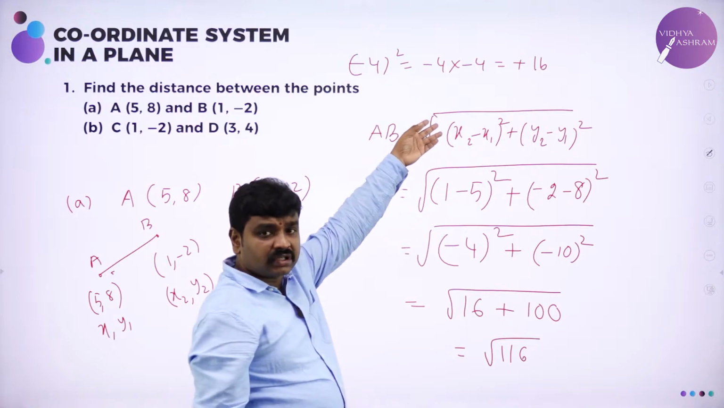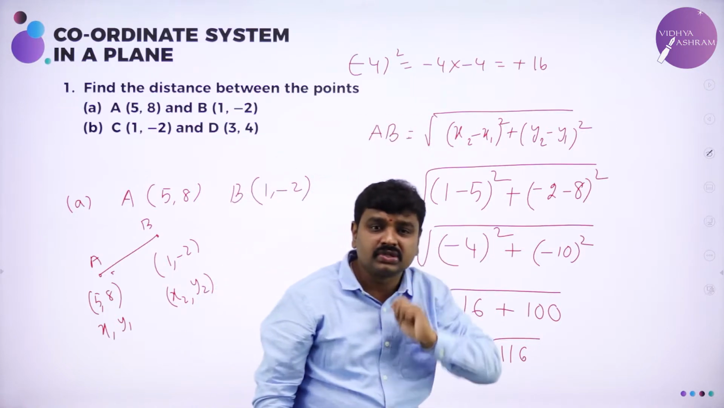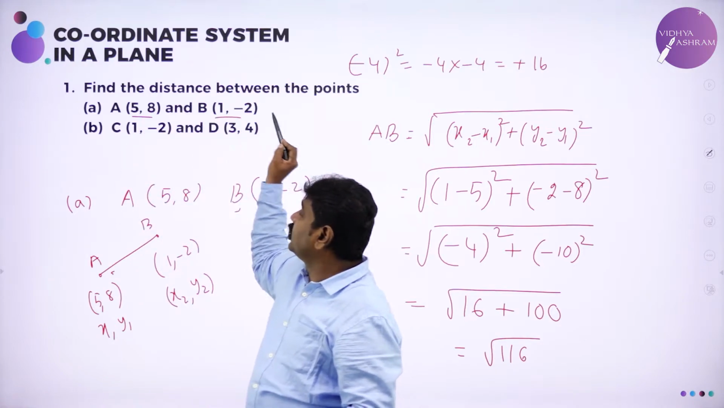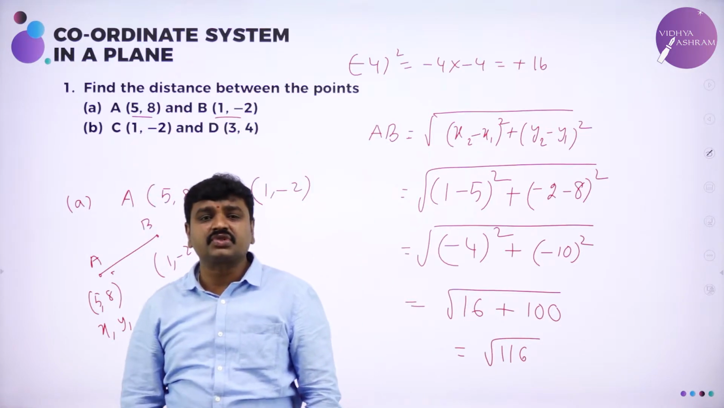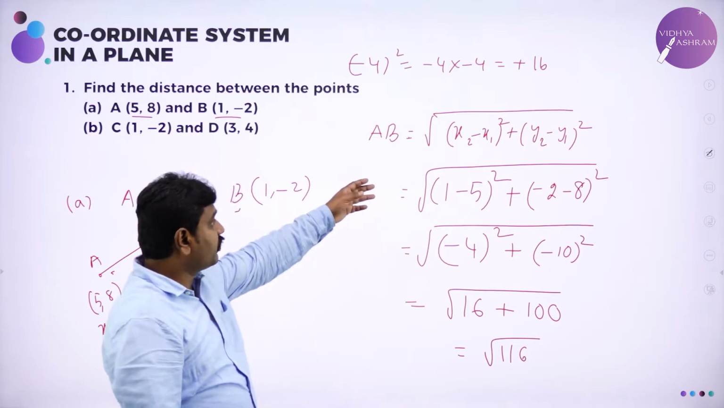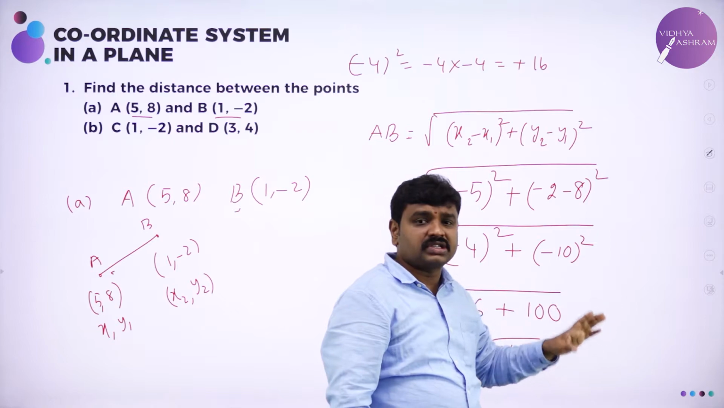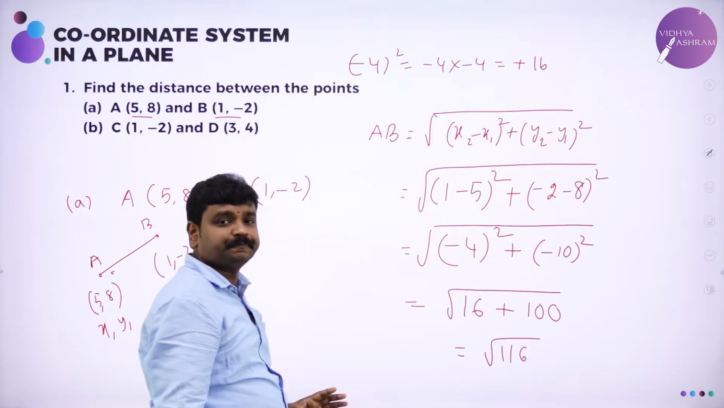So now first they wanted to find the distance between 2 points. So first point you call it as x1 y1 and second point you call it as x2 y2 and apply the distance formula. What is the distance between 2 points formula? Root of x2 minus x1 the whole square plus y2 minus y1 the whole square. Substitute, solve it, you will get the answer.